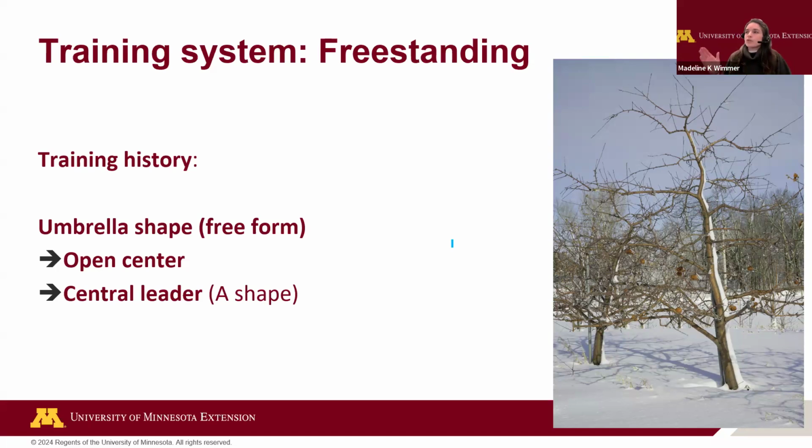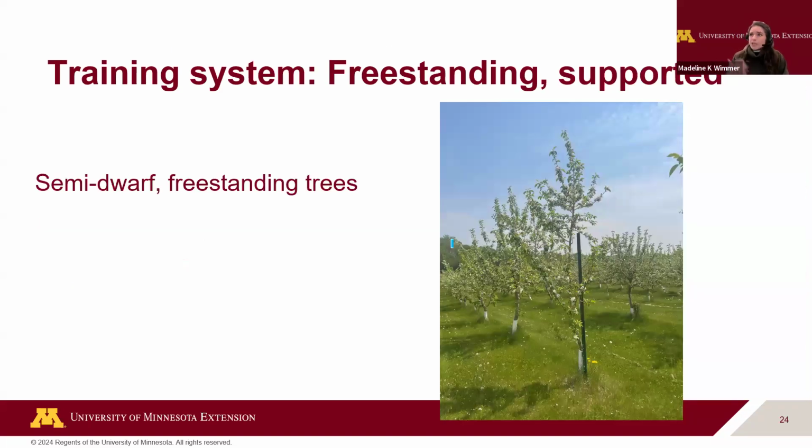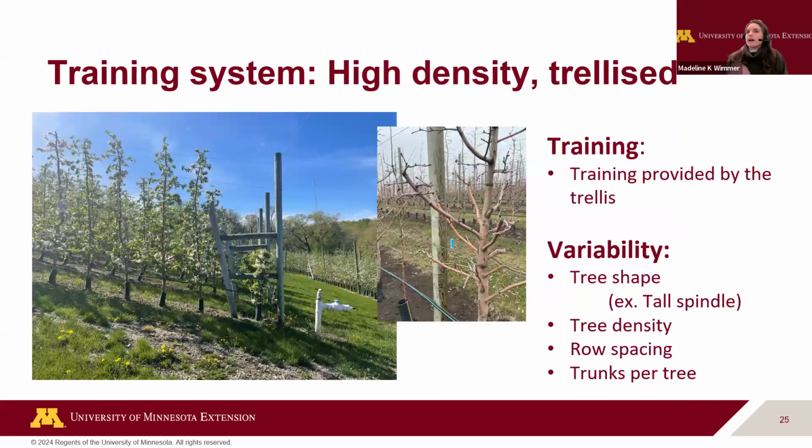When you're pruning a central leader tree, you're doing it by selecting weaker and weaker branches as you go up. If you prune an apple tree similar to a Christmas tree, you'll get a lot of funky growth coming out, and it's just not going to work out super well for your goals. So here we are, a picture of our semi-dwarf freestanding tree, and this is supported with the pole again. And then we've got our high density trellis system.